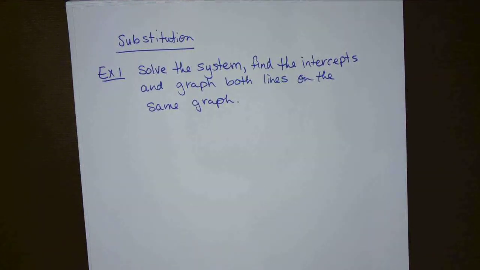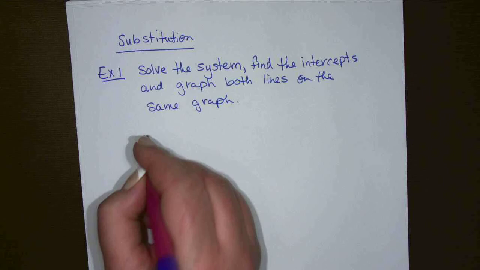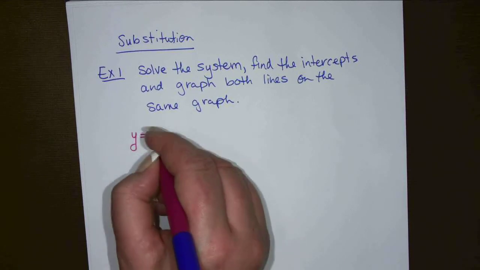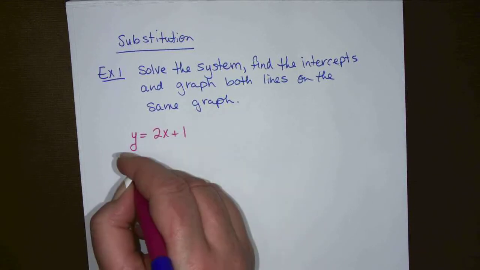Okay, so we're going to solve the system, find the intercepts, which we did in the earlier section, and graph both of them. So this would be how it would be on a test, something like this. Okay, so we're going to start with substitution. So I'm going to give you the two equations.